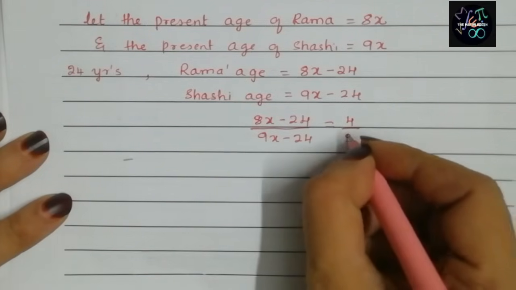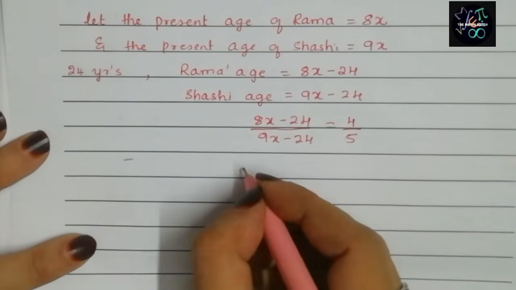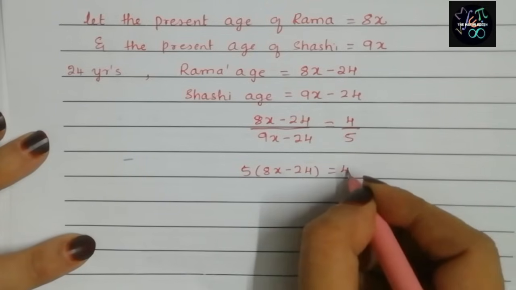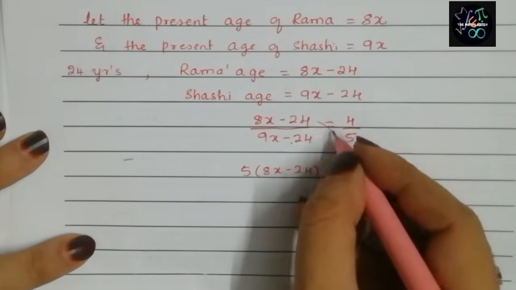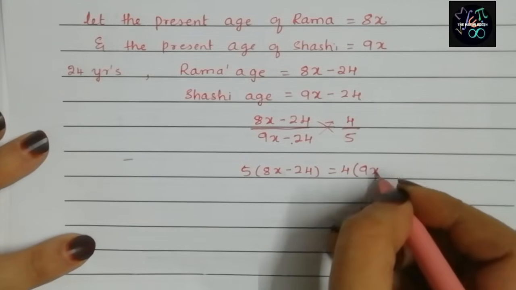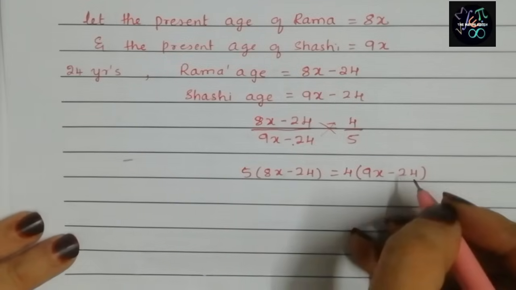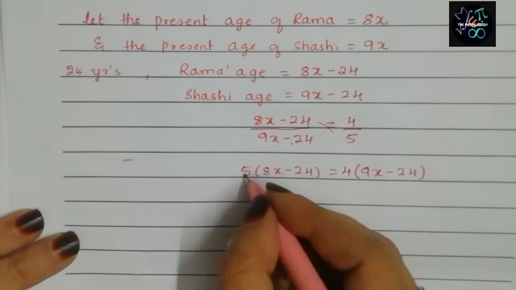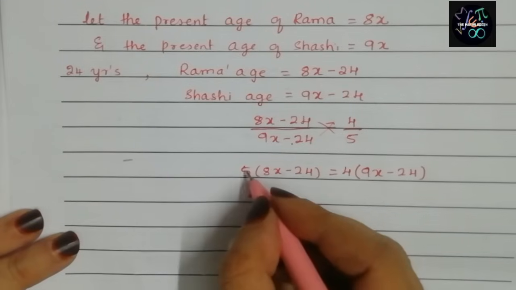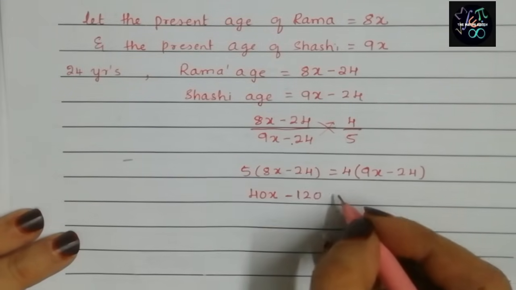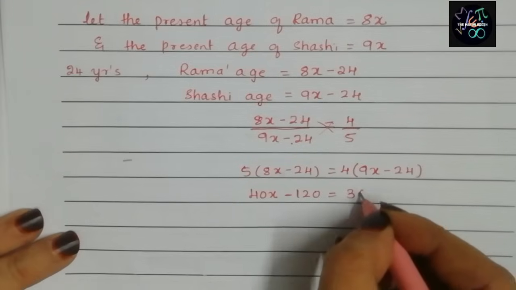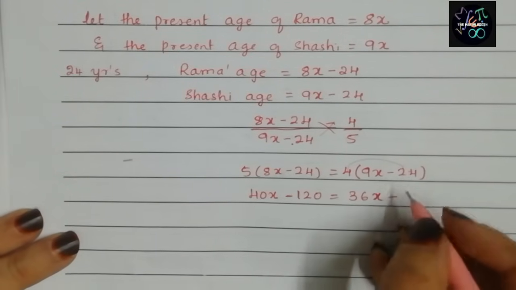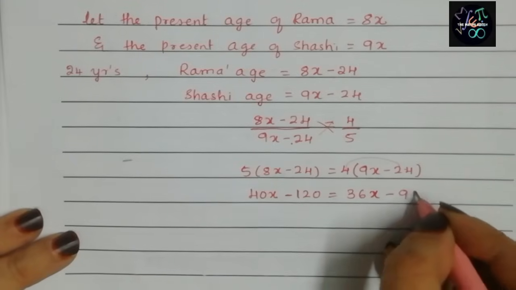4 by 5. Let us cross multiply this. 5 into (8x minus 24) is equal to 4 into (9x minus 24). So let us solve now. 5 8s are 40x, minus 24 5s are 120, is equal to 4 9s are 36x, minus 24 4s are 96.